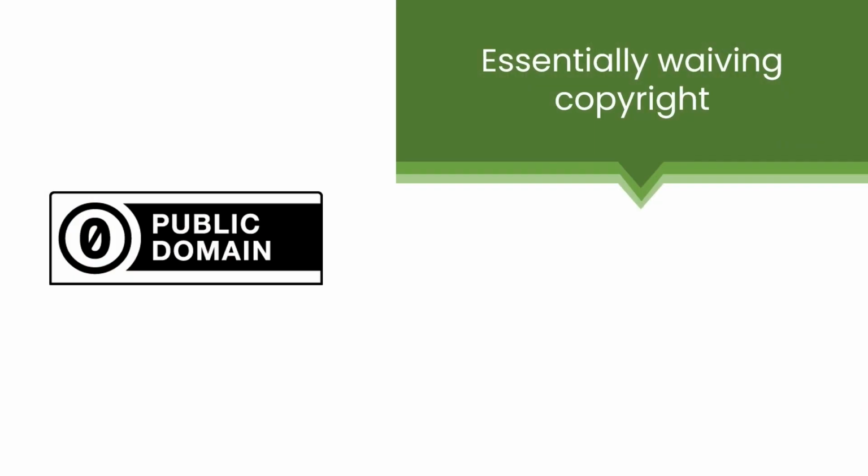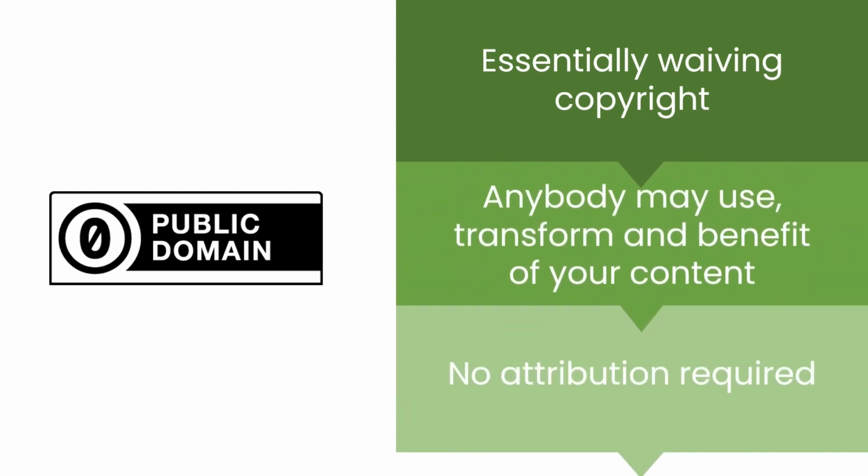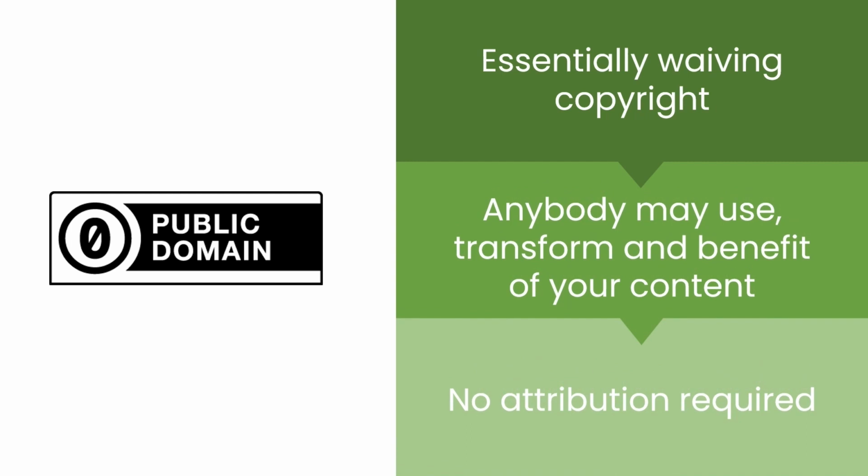First, the public domain license, also called Creative Commons Zero. When you publish anything under this license, you are essentially waiving most of your copyright and related rights. Anybody may use, transform, and make money of your content without having to credit you. This is the most open of the open data licenses, but it also means you lose basically any control over what happens with your content.